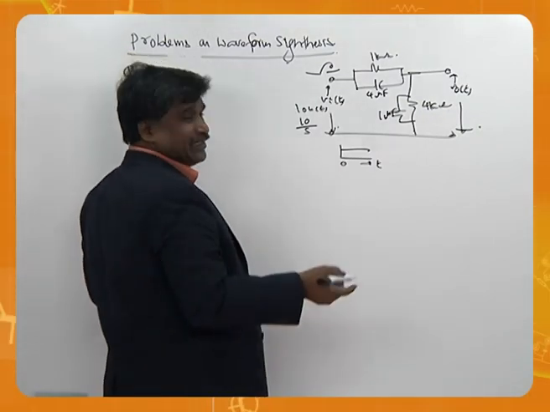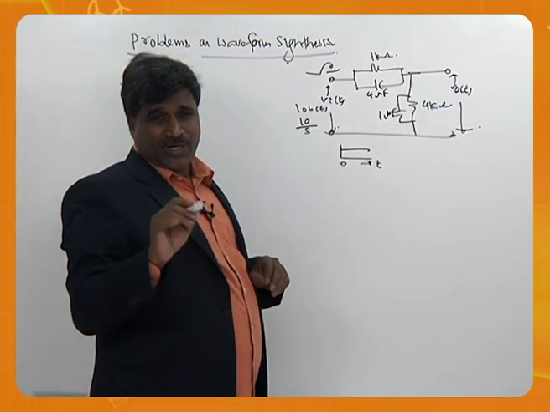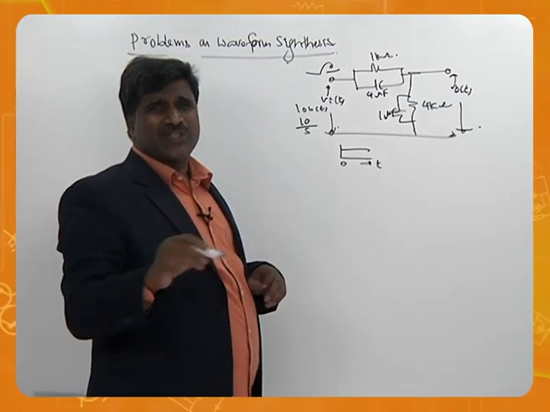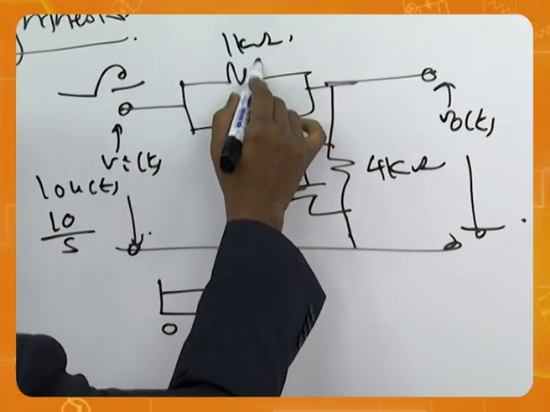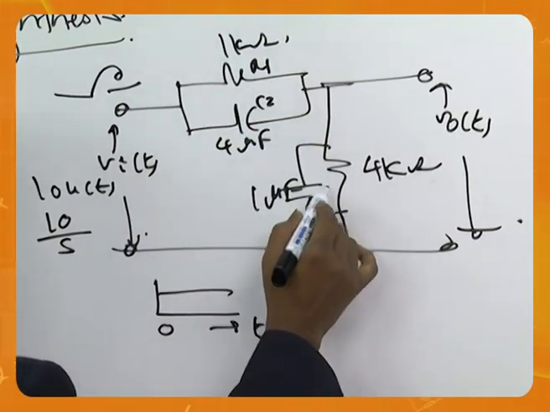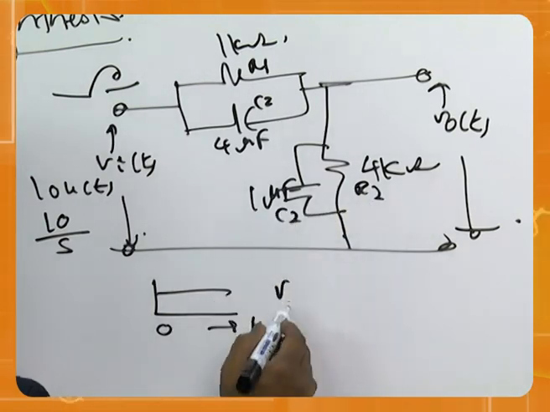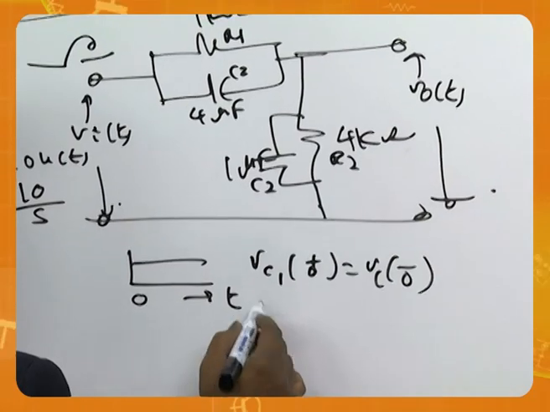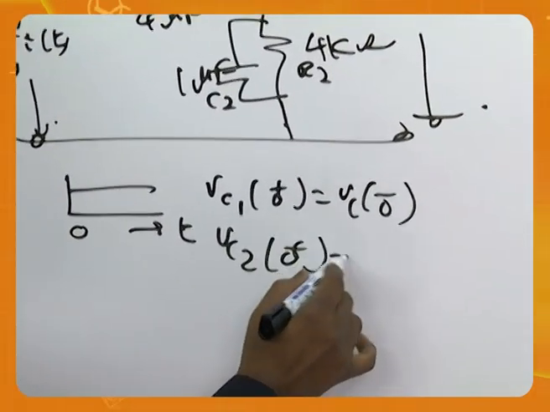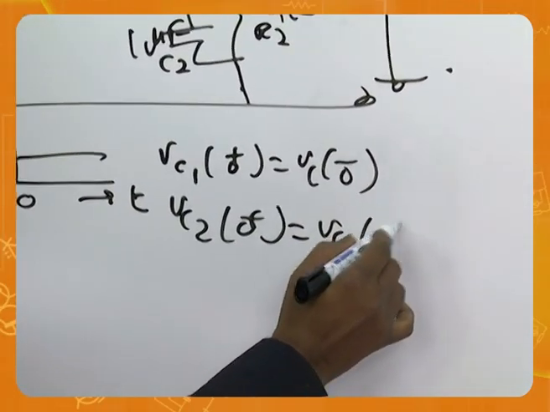Another important thing, he said in the problem, all capacitors are initially uncharged. That means there is no voltage. For example, you call it as R1 C1, R2 C2. For example, Vc1 of 0 plus is equal to Vc1 of 0 minus, Vc2 of 0 plus is equal to Vc2 of 0 minus.